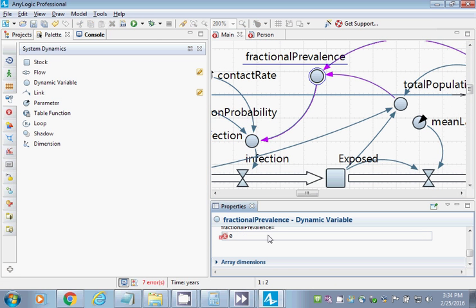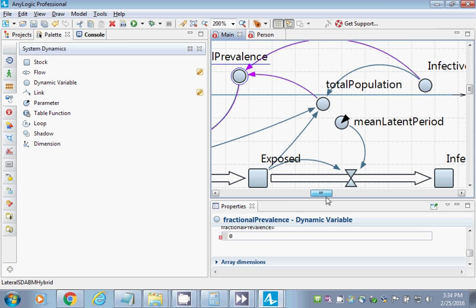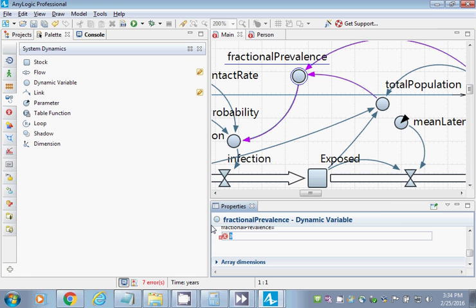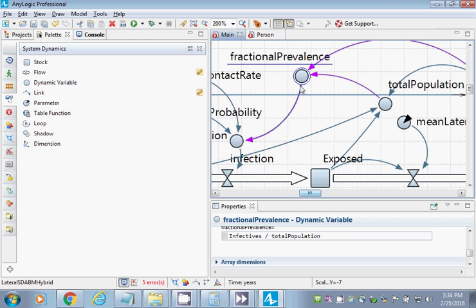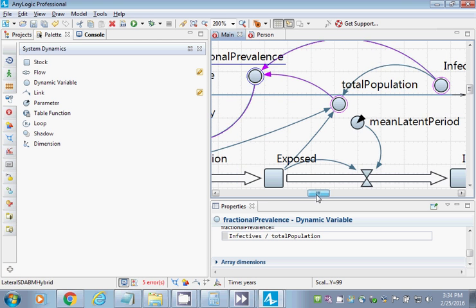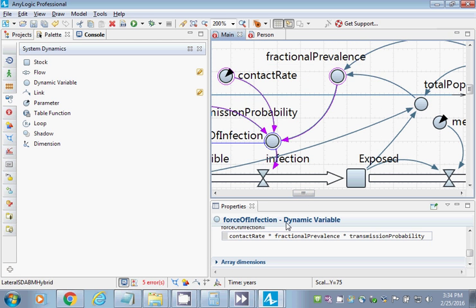Okay, ladies and gentlemen, total population is going to be susceptibles plus exposed plus infectives. There we are. Total population. Are we okay with that?